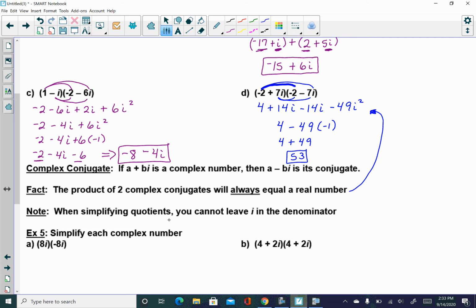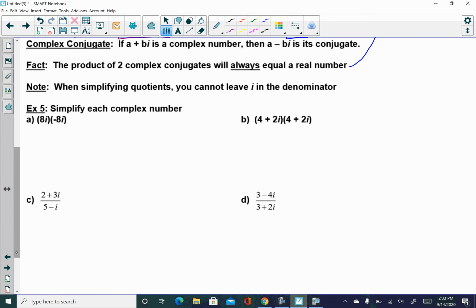When you're simplifying your quotients, you cannot leave i in the denominator. That's something you'll hear a lot if you're going to take trig or calculus. All right, I'm going to let you do A and B on your own. I think those are very self-explanatory from what I've already shown, and they're also fully worked out on the solution key. I'd like to work C and D in the video here with you.